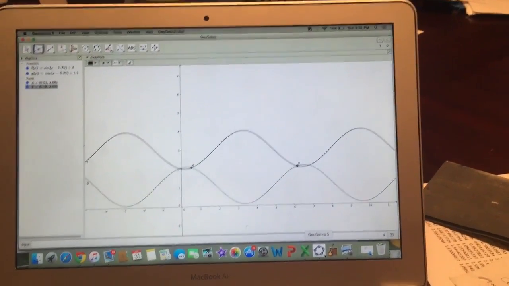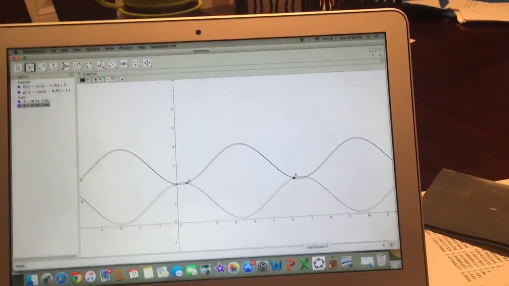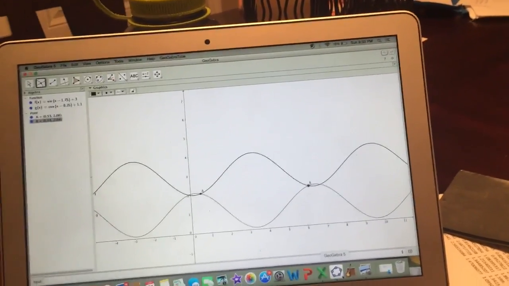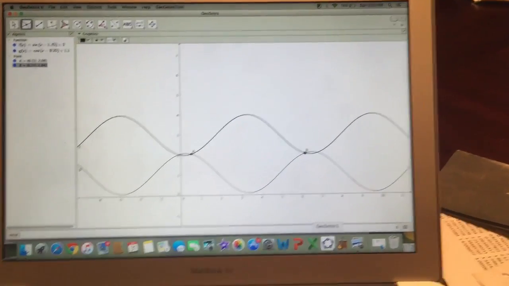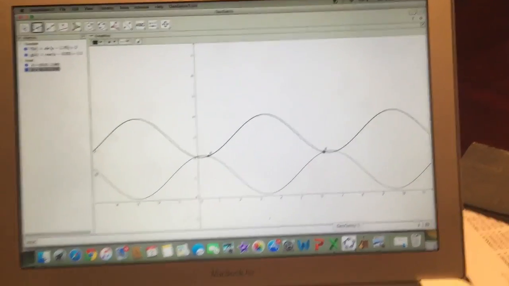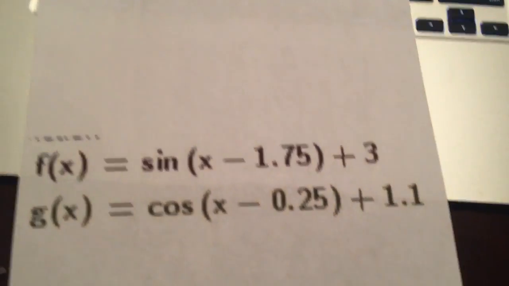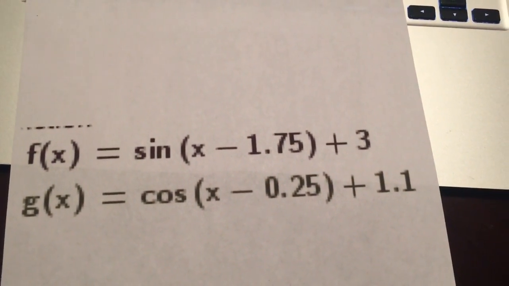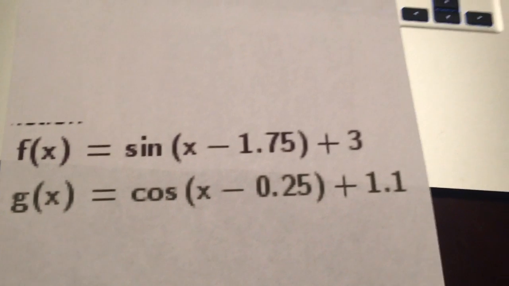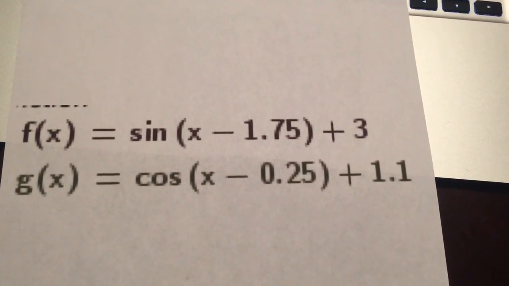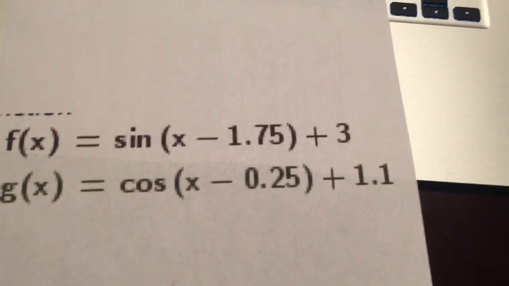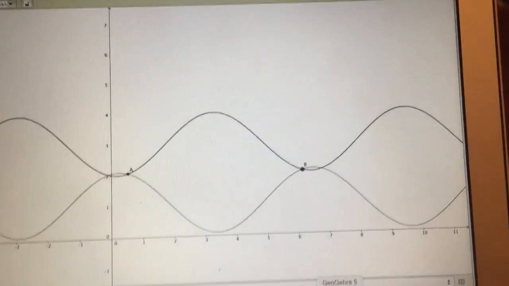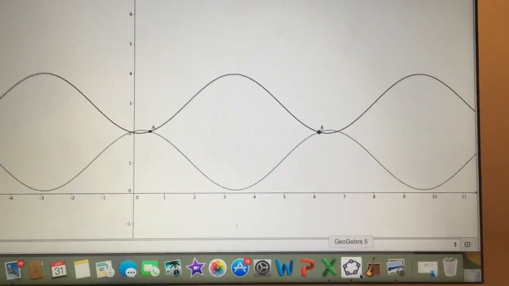I am making my 80% video for volumes of the solids with known cross-section project. And first off, to find my functions, I used GeoGebra. My functions were f of x equals sine times the quantity x minus 1.75 plus 3, and g of x equals cosine times the quantity x minus 1/4 plus 1.1. When you graph those two functions, you get something like this.